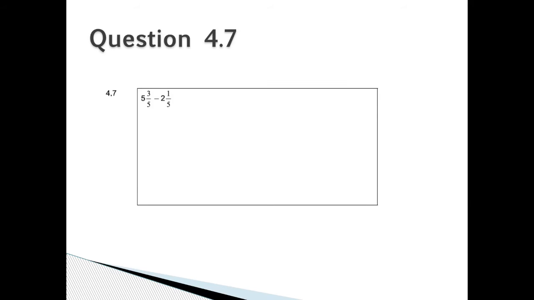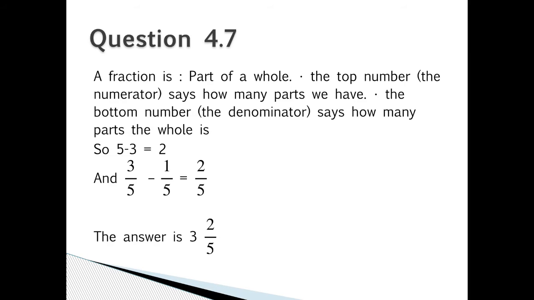Question 4.7. 5 and 3 over 5 minus 2 and 1 over 5. A fraction is part of a whole. The top number, the numerator, says how many parts we have. The bottom number, the denominator, says how many parts the whole is. So 5 minus 2 is equal to 3. And 3 over 5 minus 1 over 5 is equal to 2 over 5. So your answer is 3 and 2 over 5.